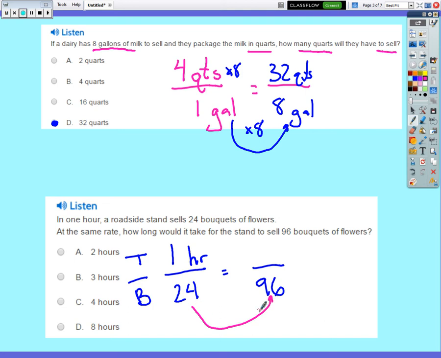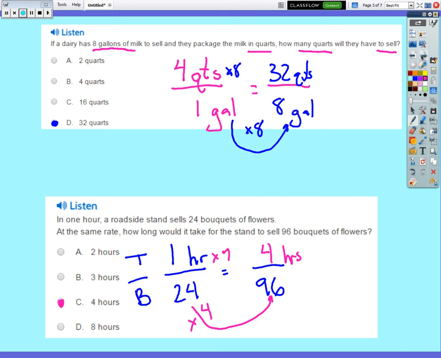I could do some division. I am pretty decent with my math facts, so I know that 25 times 4 would give me 100, but I have one fewer in each group, so that's one fewer, that gives me 96. So this would be times a factor of 4, so times this by 4, and we get the 4 hours.